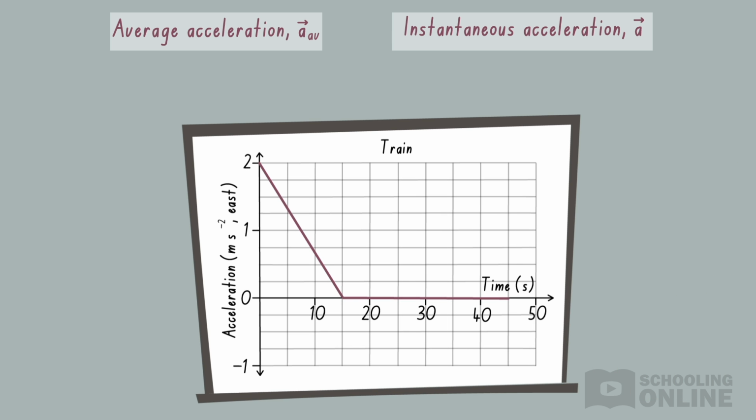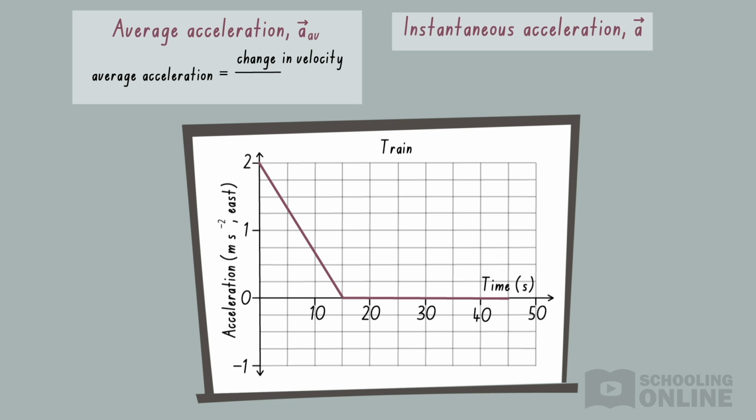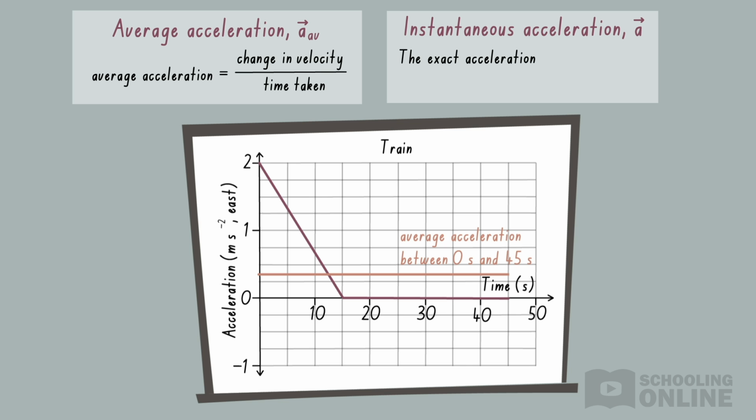If you recall from our previous lesson on acceleration, the average acceleration of an object is the change in velocity divided by the time taken. Between 0 and 45 seconds, the train's velocity increases by 15 metres per second east, so its average acceleration is 0.33 metres per second squared east. In comparison, the instantaneous acceleration is the exact acceleration at a particular point in time. In this case, it varies from 0 to 2 metres per second squared east. As we can see, the average and instantaneous acceleration are not always the same.